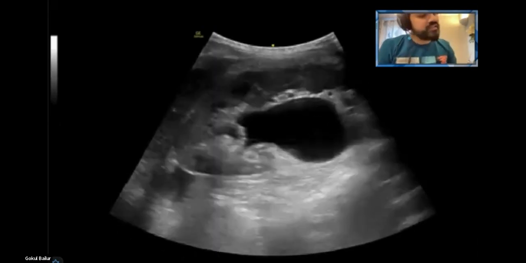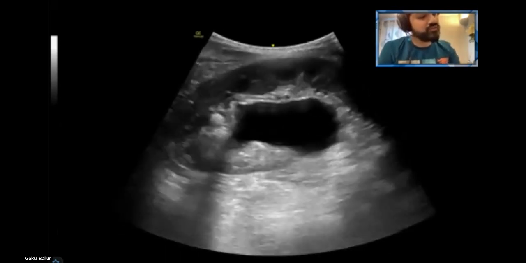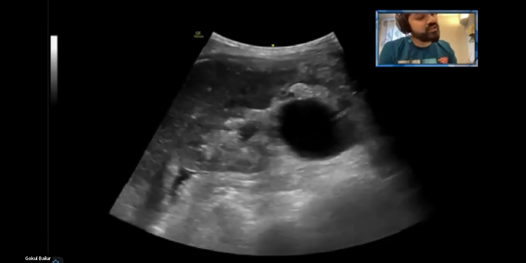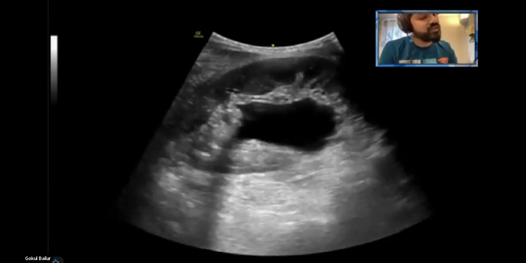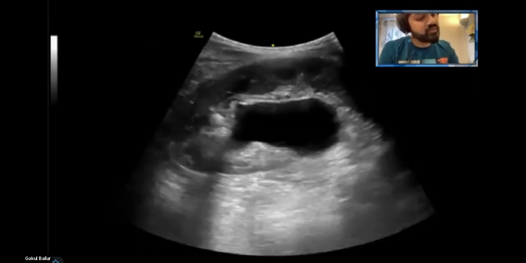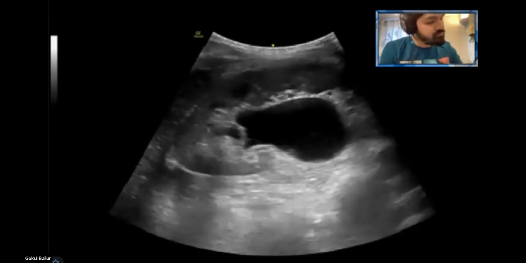And here I can clearly see that the pelvis is dilated. There's hydronephrosis, the calyces are dilated, and there is some echogenic material within the kidney with some shadowing that I can see, and a bit of free fluid around the kidney in the Morrison's.